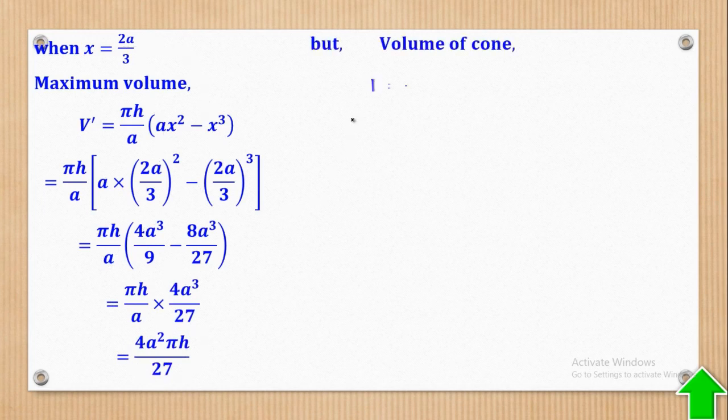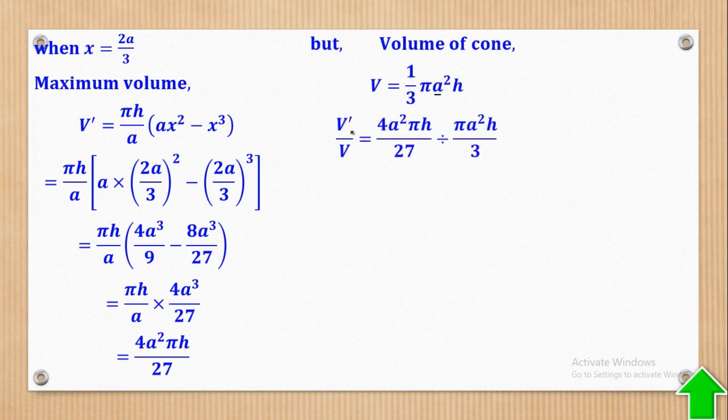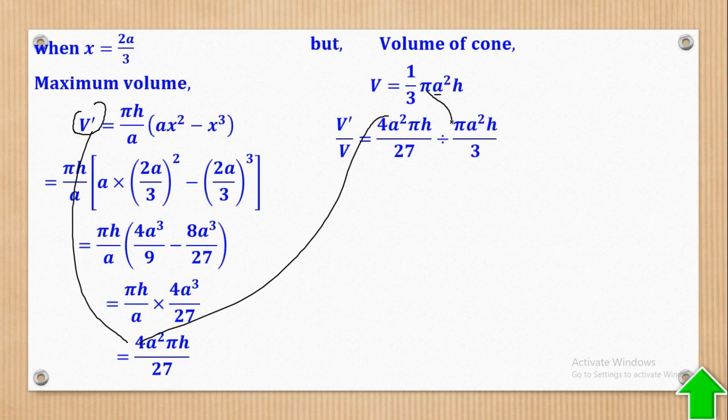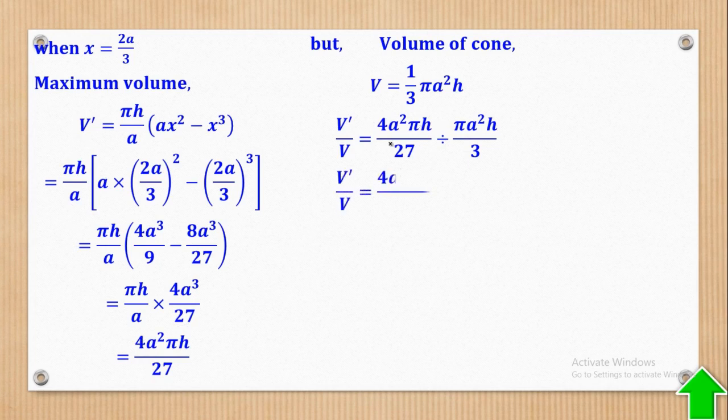But the volume of the cone is equal to a third pi r squared h. So our r, radius of the cone, is a. Therefore, when I divide the two, remember they told us that the maximum volume is v prime. So this v prime is this, and volume of the cone is this. So I divide. When I divide, this one changes to multiplication sign, and this becomes the reciprocal.